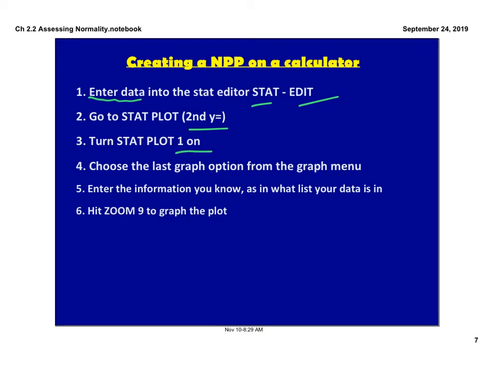We want to put your stat plot on. And then the last graph option from the graph menu, you're going to enter the information that you know. So you see what list your data is in, and then you can hit zoom 9 and graph it on the plot. And there's a whole tech corner that talks about making probability plots on page 136. This is page 136 in your book. So you can look up page 136 for more information if you would like help with that.